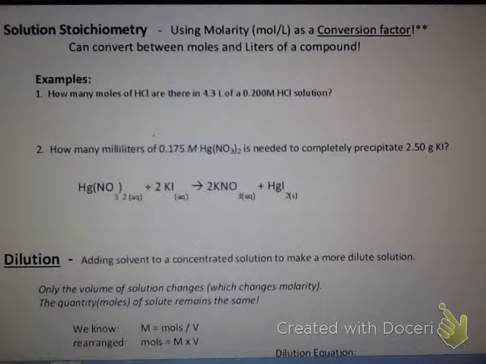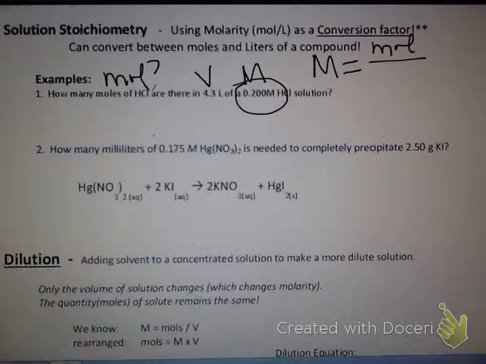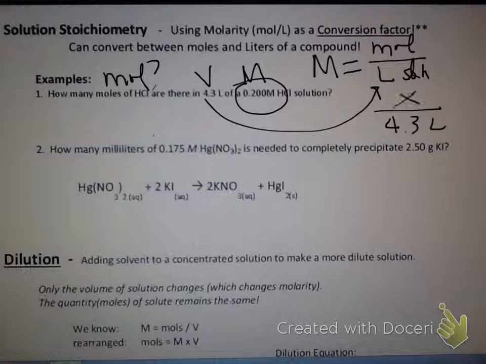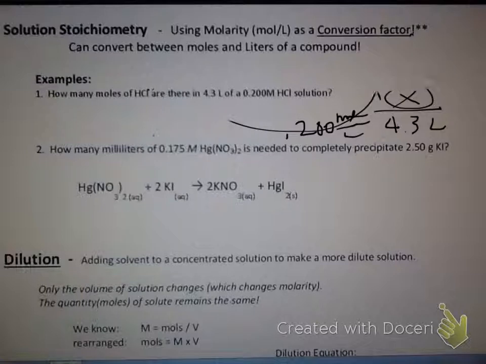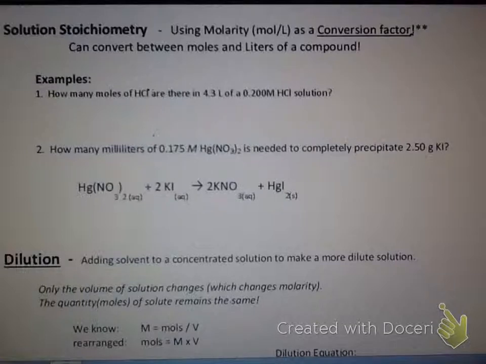So let's see if we can figure out how to do some conversions with molarity as our conversion factor. The first one says, how many moles of HCl are there in 4.3 liters of a 0.2 molar HCl solution? Now, we're given the molarity here, we're given the volume of the solution, and we're asked for moles of solute. We could use the molarity equation: molarity equals moles of solute divided by liters of solution. We could substitute in the 4.3 here, and X for our moles, and the molarity is 0.200 molar, or moles per liter, and solve for the moles of HCl. However, I want to do it a different way this time. I want to use molarity as a conversion factor because I'd rather do that problem now to show you how it uses a conversion factor, because we're going to use it in a stoichiometry problem below.